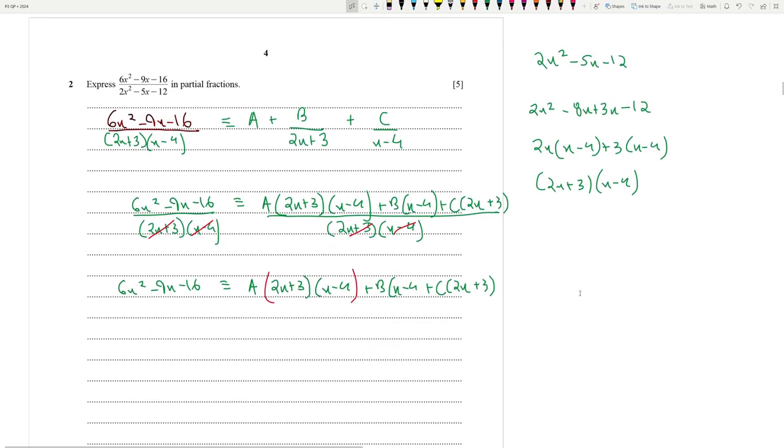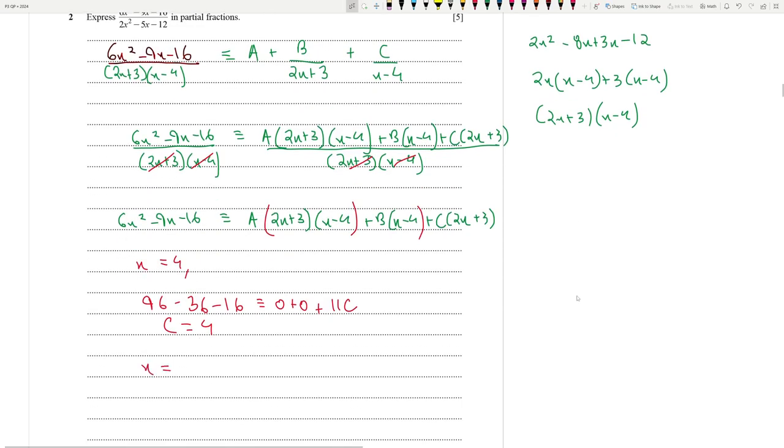Okay, so let's do this. When x equals 4, 16 times 6 is 96, minus 36 minus 16 is equal to 0 plus 0 plus 8, 2 4 is 8 plus 3, 11c. 96 minus 36 minus 16 divided by 11, so c is 4.